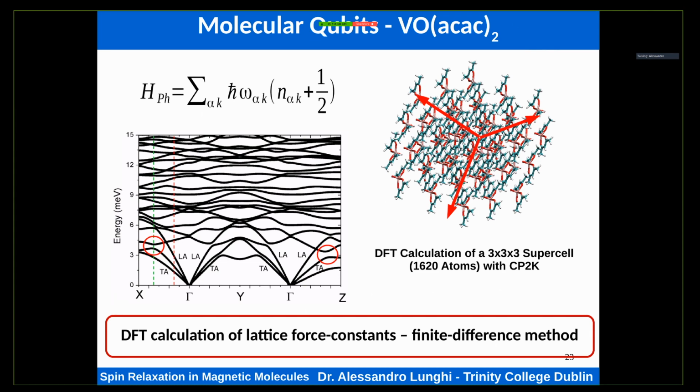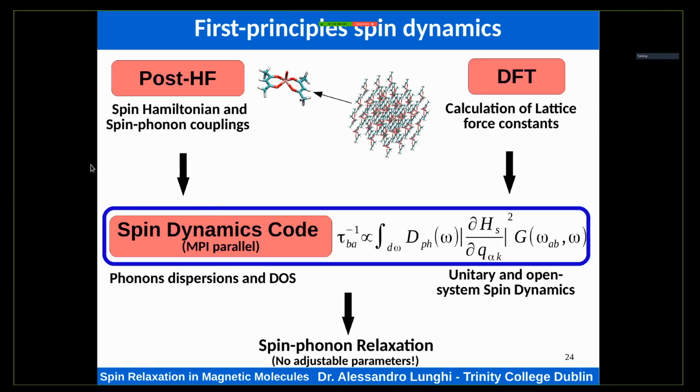Okay, so let me recap just briefly the entire procedure. What we do, we use electronic structure theory to calculate the spin Hamiltonian and the spin-phonon coupling Hamiltonian, and we use in this case DFT to calculate the lattice force constants. And once all these parameters are known, they can be input inside this spin dynamics code that I wrote. Essentially what this code does is to implement numerically the Redfield equations given these parameters obtained by first principles and solve them. So at the end of this procedure here, you get the spin relaxation rate.